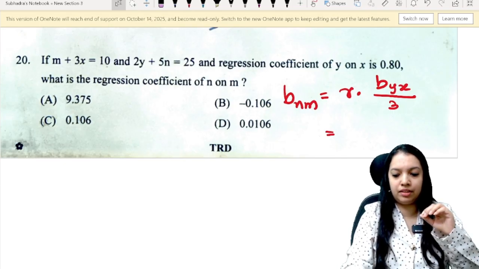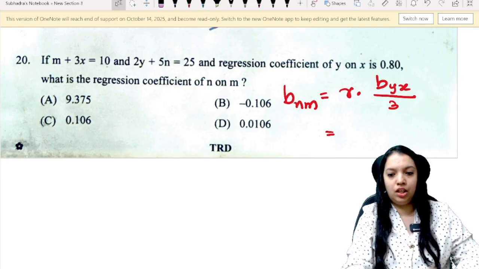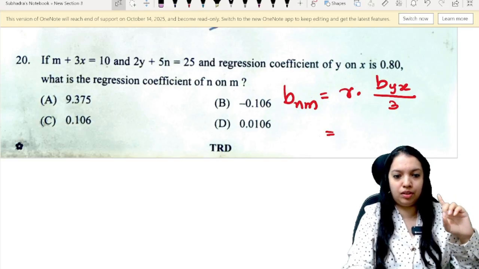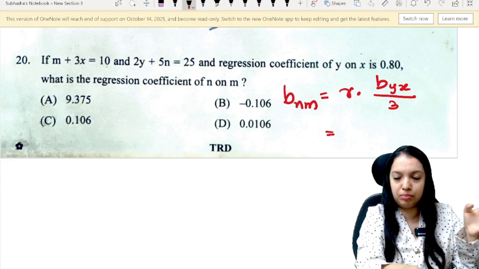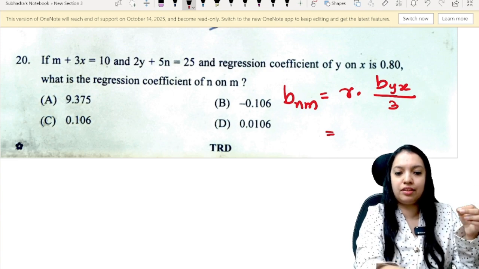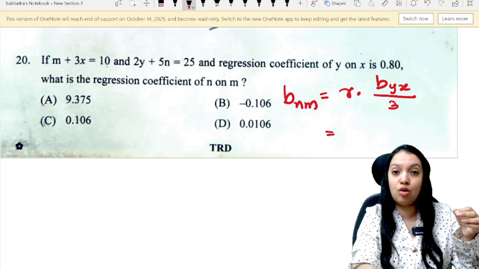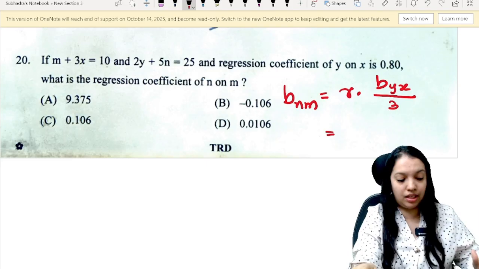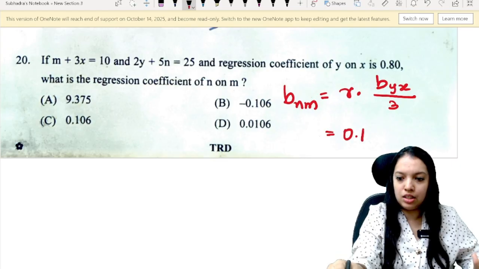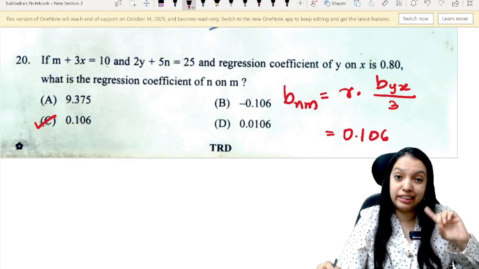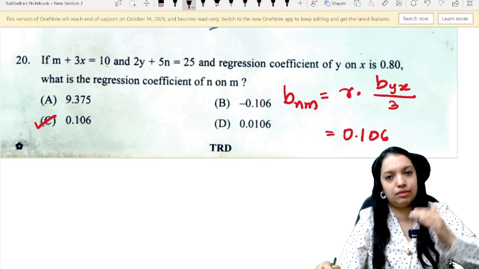Another rarest question. In the question, R value is already given. Two regression equations are given. One is y on x, another one is x on y. They are asking you to calculate regression coefficient of x on y. So basically bxy, and final answer for this question after calculation comes down to 0.106, which is option C. Please refer to my detailed discussion video for stepwise solution for this.